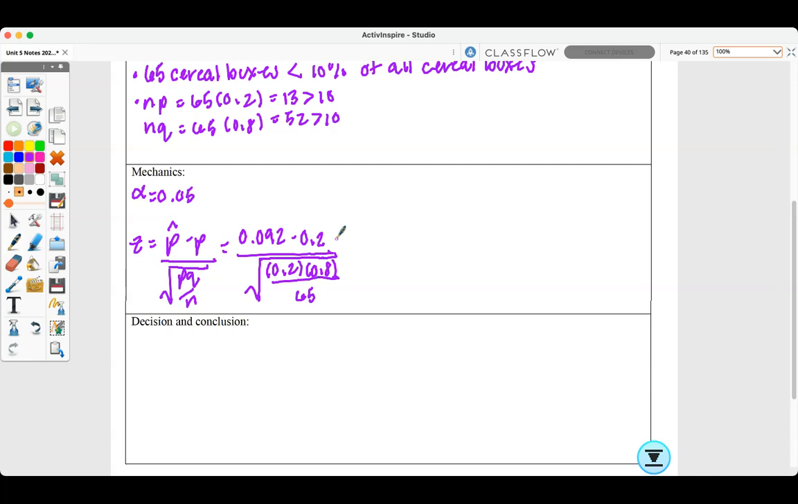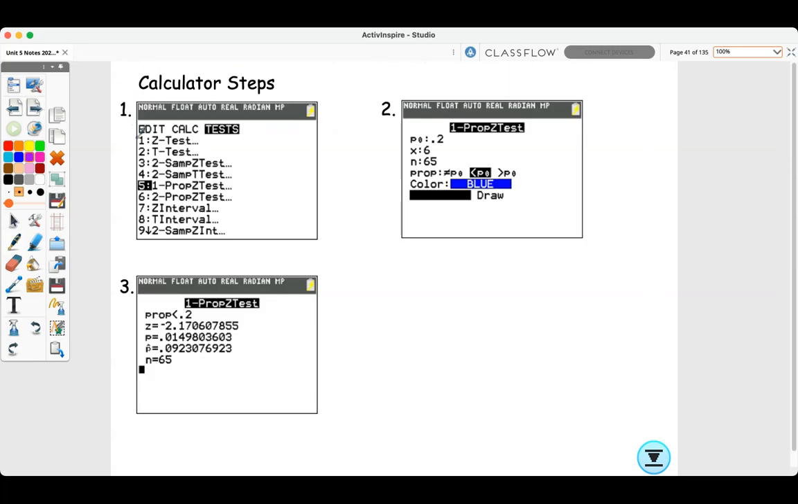You can go ahead and put this in your calculator, but we're also going to run the test of significance. The calculator steps are: 1, go to the stat key and choose test and number 5, 1 proportion z-test. Then step 2, put in your proportion, 0.2, your number of successes from your sample, which was 6 cereal boxes with a voucher, out of our total number of cereal boxes, which was 65. Since our competing claim is that less than 20% of the cereal boxes have vouchers, we would choose less than. And then here you would choose calculate.